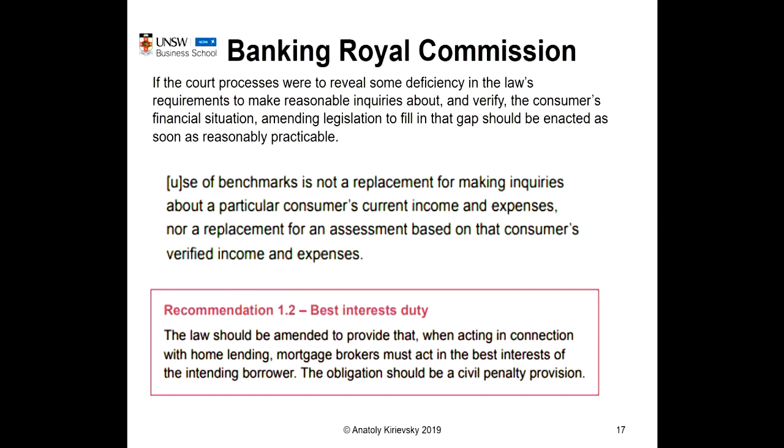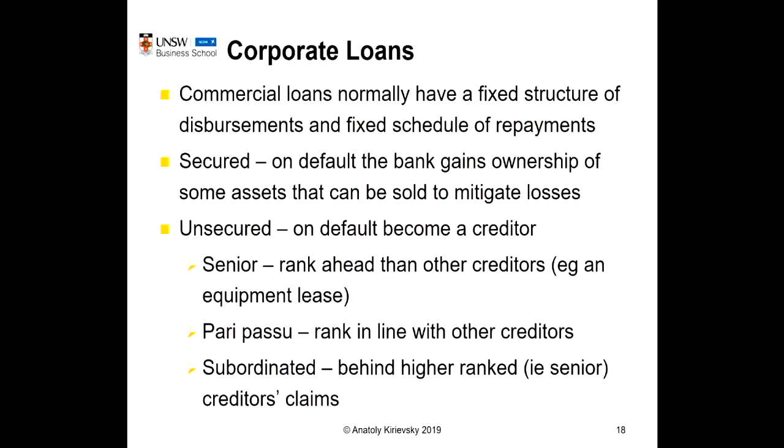Interestingly, the way to solve it from a Royal Commission perspective is one of the first recommendations, and that is to say, when there's a mortgage broker, the mortgage broker right now acts in their own interests. You may not realize it, but that's actually the case. The mortgage broker does not have an obligation to act in your best interest. And the recommendation was to introduce a new obligation for mortgage brokers to act in the consumer's best interest. All right, so that's retail loans.